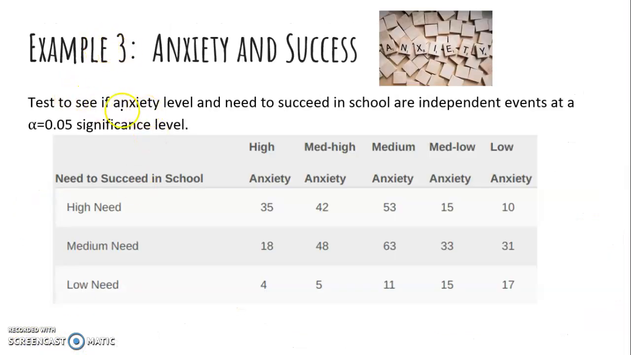Example 3. Test to see if anxiety level and need to succeed in school are independent. So even though you're testing to see if they're independent, your null is still going to say independent and your alternate statement is still going to say dependent or not independent. And at the end, when we make our conclusion, you can either say that there's enough evidence to show that they are not independent, or there's not enough evidence to show that they are not independent. We cannot say that they are independent because that would be the null, and again, we can't accept the null.